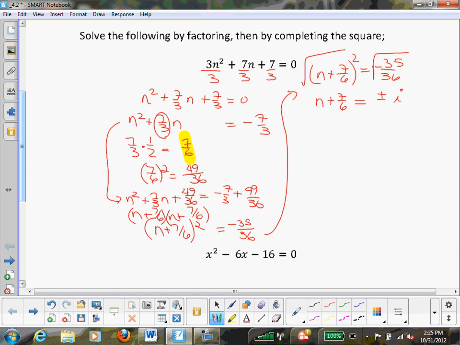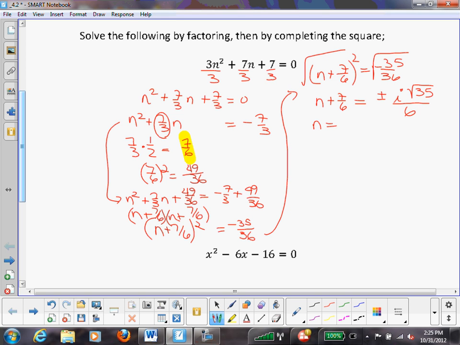An i. Can I simplify the square root of 35? So that stays under the radical. And can I simplify the square root of 36? 6. Right? You can take the square root of a fraction by taking the square root of the numerator and the square root of the denominator individually. So what do I do now to finish this?